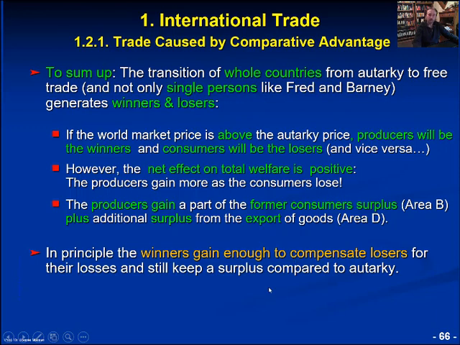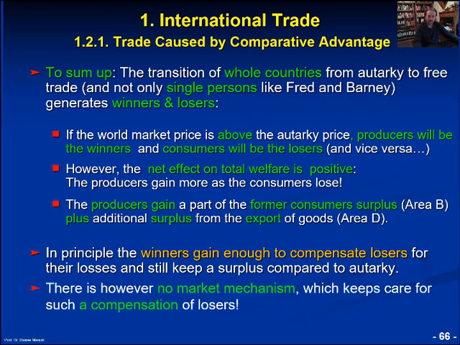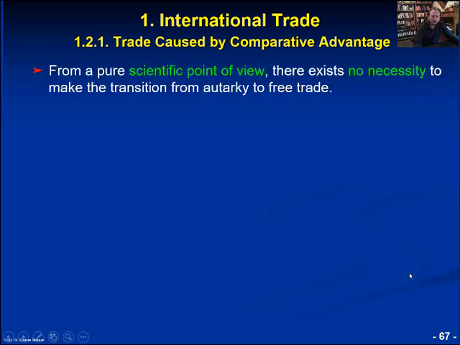In principle, the winners gain enough to compensate the losers for their losses and still keep a surplus compared to autarky. There is, however, no mechanism which takes care of such a compensation of losers. From a pure scientific point of view, there exists no necessity to make the transition from autarky to free trade. A normative decision has to be made.